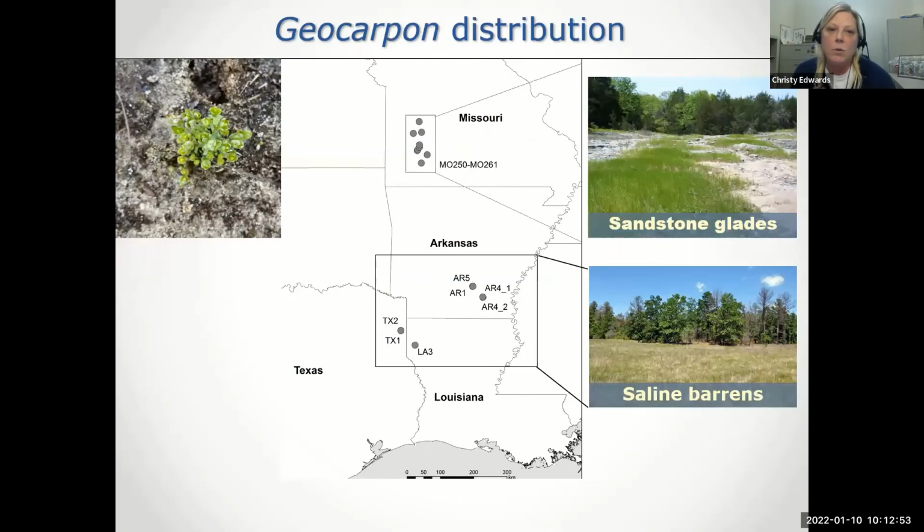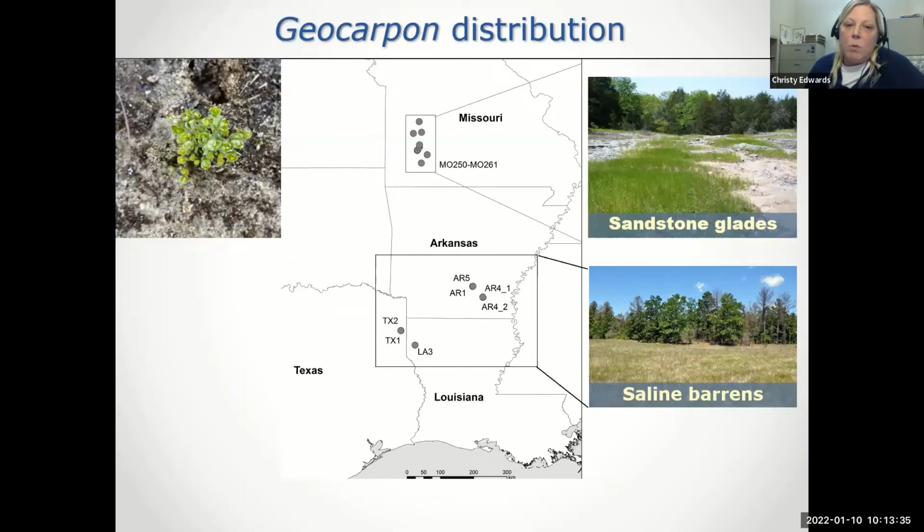The next species is Geocarpon, and this is this tiny little thing. That plant up in the upper left is like the size of a dime. And I think Mike knows this one too, because it's a Caryophyllaceae. Anyhow, this is a species that occurs throughout Missouri, Arkansas, and then there's a few populations in Texas and Louisiana. And it's a habitat specialist, and in the northern part of its range, it occupies sandstone glades, and in the southern part of its range, it occupies a habitat called saline barrens. And so we were expecting maybe genetic variation to be structured by these different habitat types.